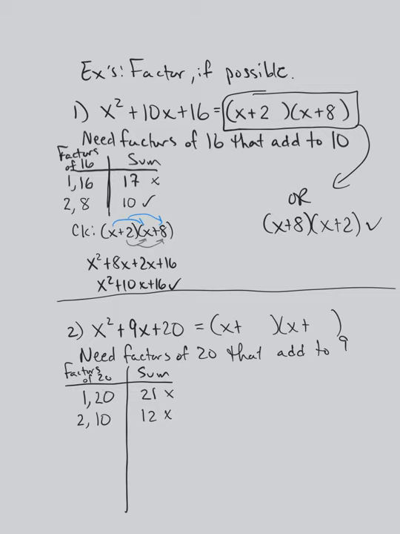All right, so what's the next number that goes into 20 evenly? 4. And it's 4 times 5, which equals 20. You add those together, you get 9. So that's what we're looking for. And so remember what that means. It looks like our answer is x plus 4 times x plus 5. Okay, but what else should we do before we circle that? We should make sure that we're correct. And so let's go and check that.